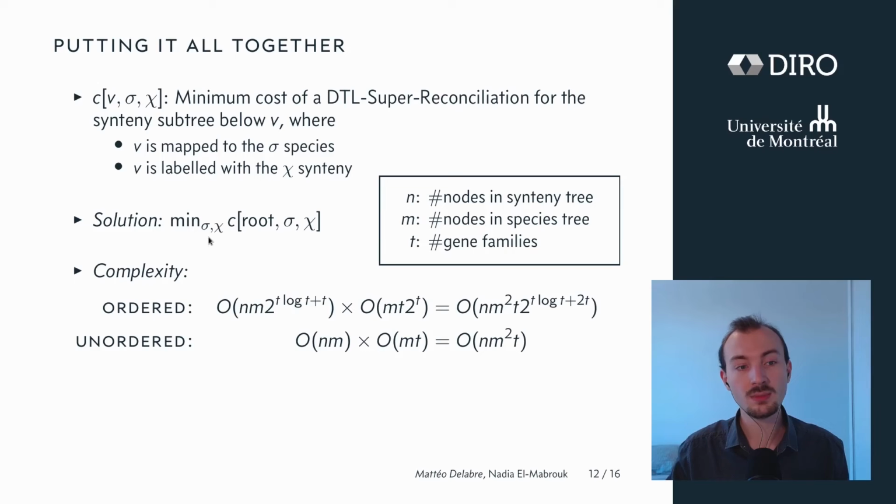It would just be the minimum value of the table, provided that we fix v as the root of the tree. Now the complexity of computing this table differs whether we are considering the ordered version or the unordered version. In the ordered version, we get a global complexity of n times m squared times t times 2 to the t log t plus 2t. In the unordered version, it is a bit simpler because we don't have to consider so many options for the synteny, giving an overall complexity of nm squared times t.